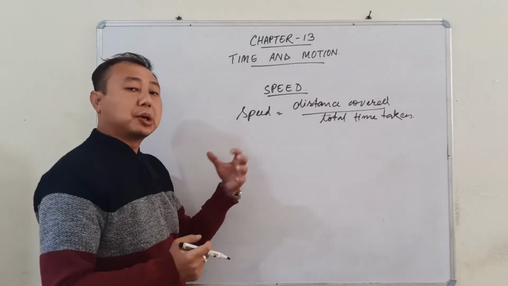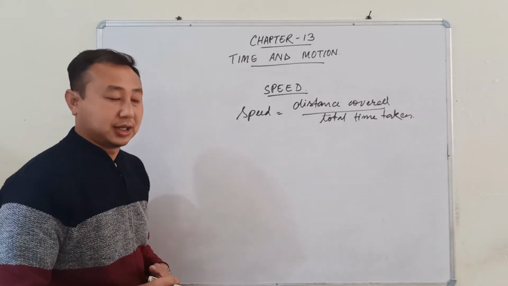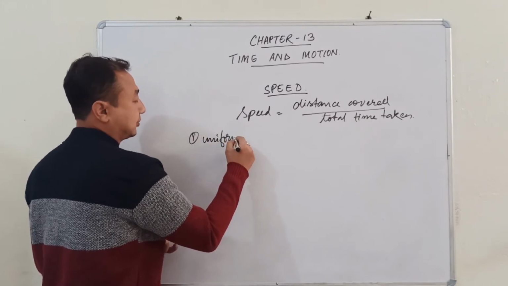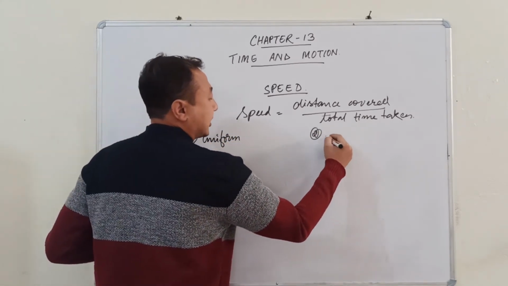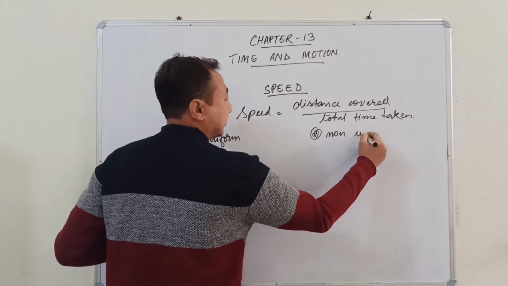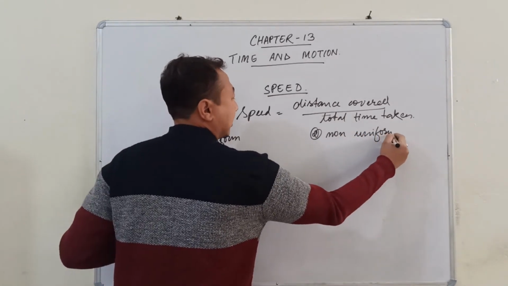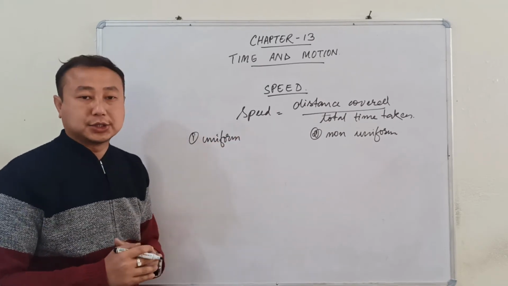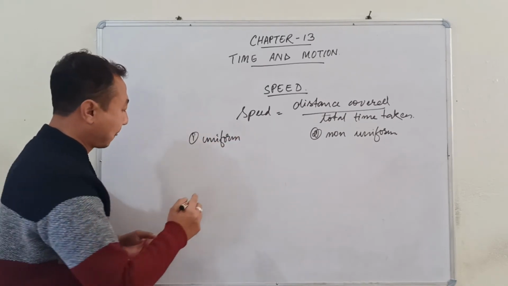Depending upon the movement of the object, the speed can also be divided into two types. The first one is uniform speed, and the second one is non-uniform speed. This is similar to that of the motion that we had discussed, uniform motion and non-uniform motion. But still, let us see.